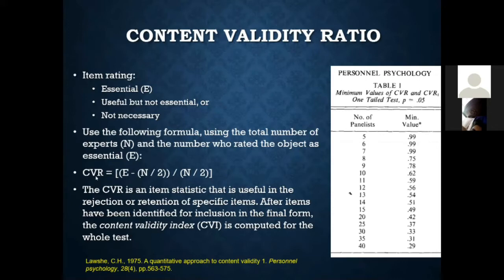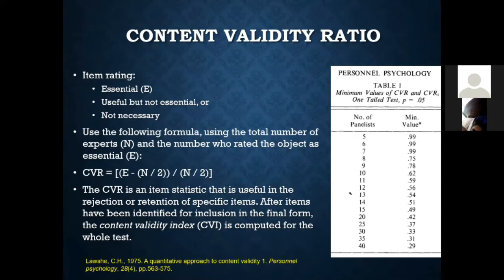So this is the formula for CVR. Okay. So CVR focuses on essential only. The CVR is an item statistic that is useful in the rejection or retention of specific items. After items have been identified for inclusion in the final form, the content validity index is computed for the whole test. So if you have time, you can start your content validity testing with CVR first.